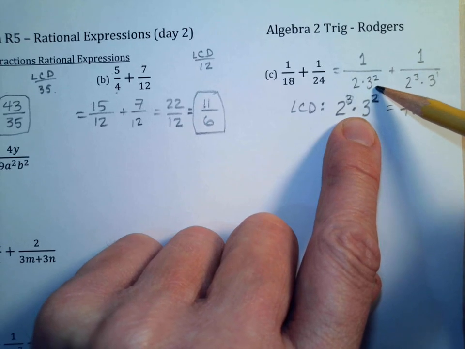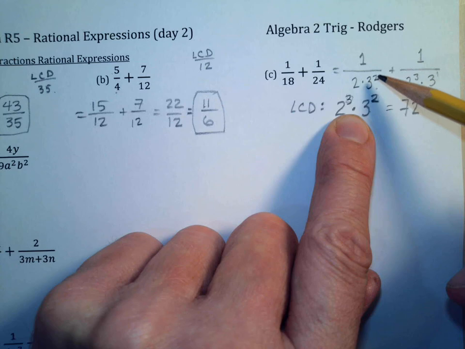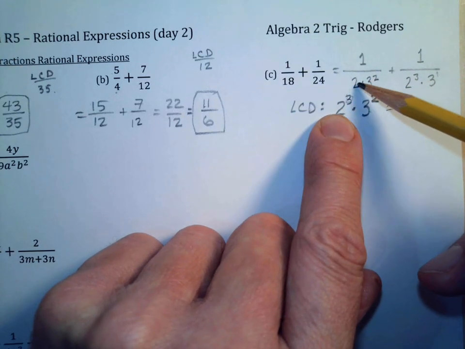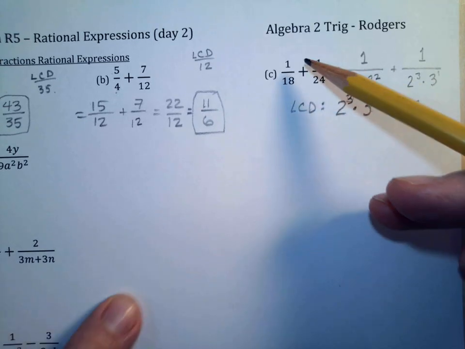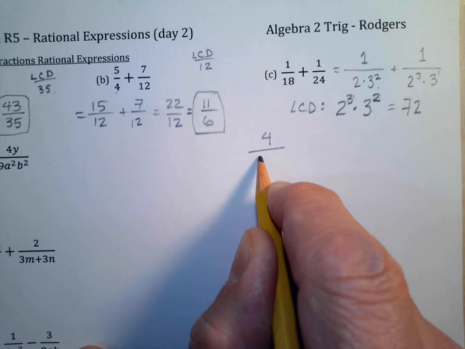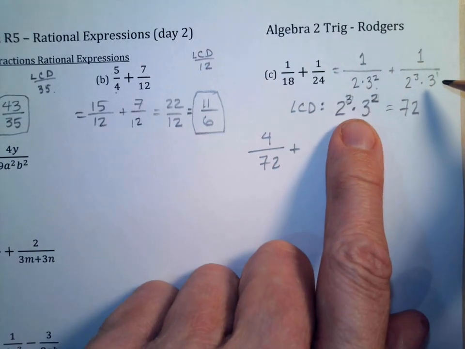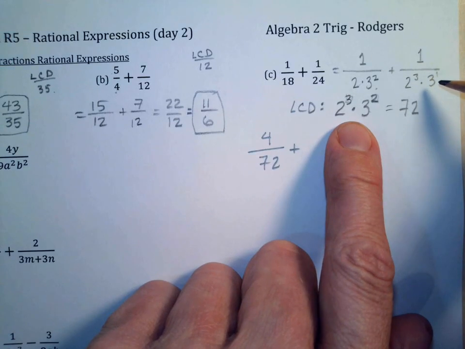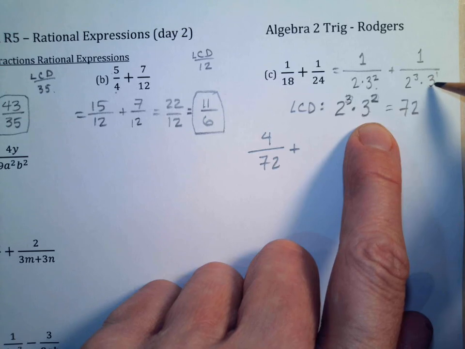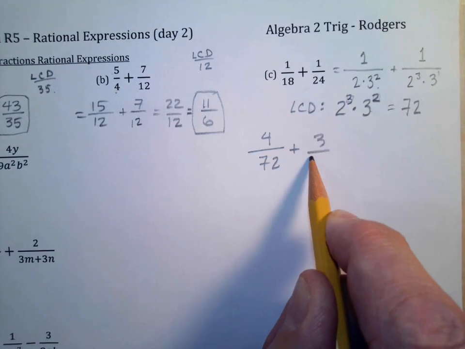So what times this prime factorization gave me this prime factorization? You can see that we already have the 3 squared in there. We have a 2, but not enough of them. We need 2 more 2s. So we're really going to multiply this top and bottom by 4. So that's going to be 4 over 72 for the first fraction, plus, and then what times this prime factorization gave us this prime factorization? We already have enough 2s. We need another 3, so I'm multiplying top and bottom of this one by 3. So we get 3 over 72.